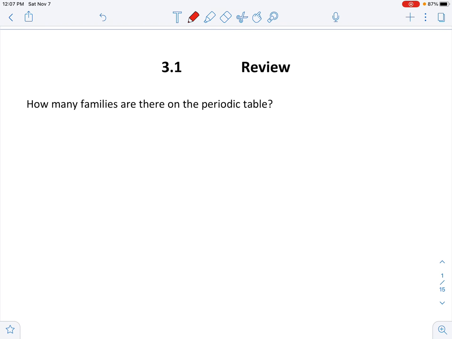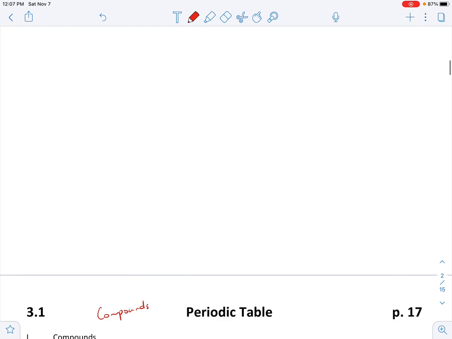So remember, this is on the left side of those notes we took on the periodic table. And the question is, how many families are there on the periodic table? So I'll go ahead and have you hit pause, and then I'll meet you down at 3.2 notes.